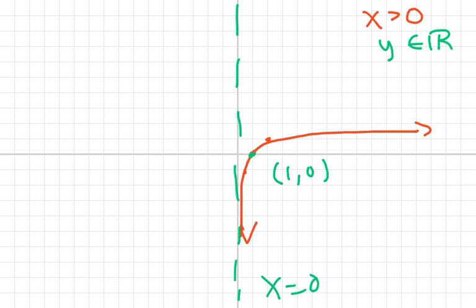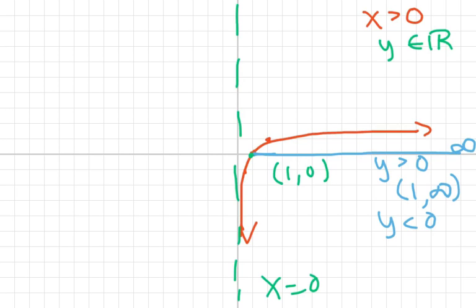And then what else do we have to do? All right, where is it positive? We kind of already talked about it. Y is positive, we're looking at the x values. So it's positive from 1 to infinity, and y is negative in this quadrant 4 area from 0 to 1.